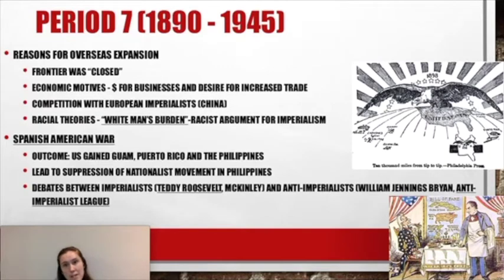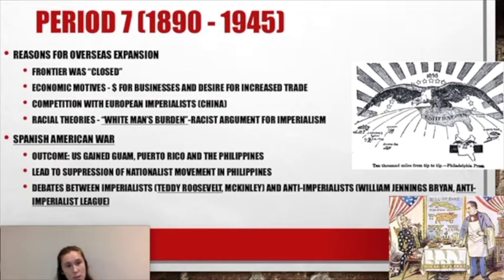You're also going to see some other reasons or arguments at this time period, such as competition, that the United States shouldn't be left behind European nations with colonization, that the United States should be going forth and trying to exert itself militarily, as well as racial theories, such as the white man's burden, which was a racist argument for imperialism at this time that basically states that the Anglo-Saxon race and culture is superior, and therefore the United States should be expanding to expand this culture and race. So you have racist arguments too.